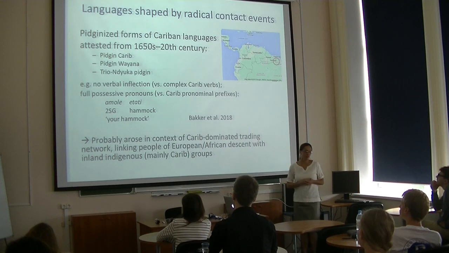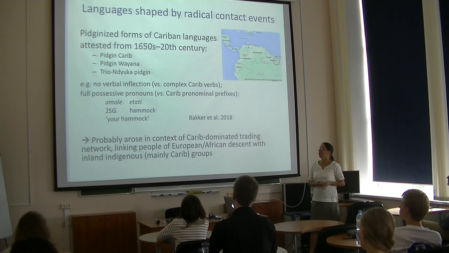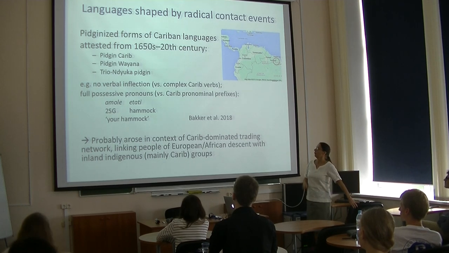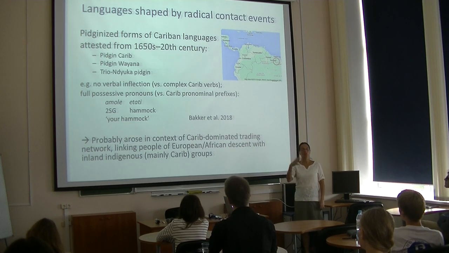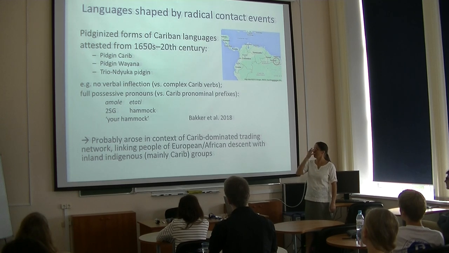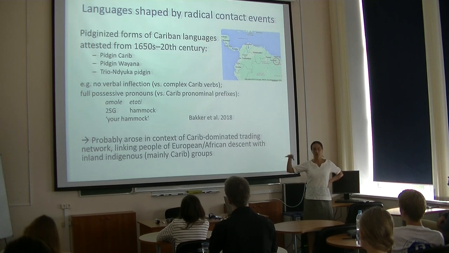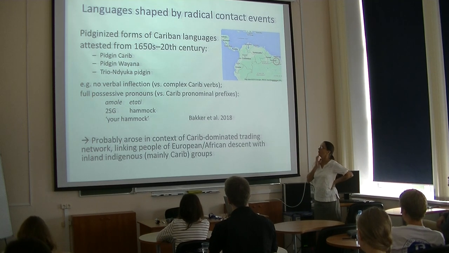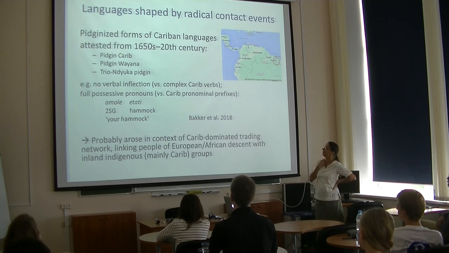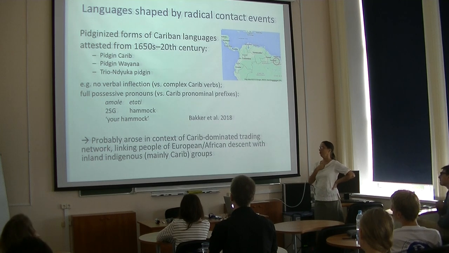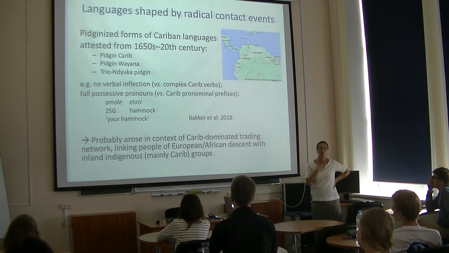They have been attested beginning in the 1650s and all the way up through the 20th century. So we have evidence of Pidgin Carib, Pidgin Guayana, which is another Carib language, it's a little bit different. And another interesting one, Trio-Ndyuka Pidgin. So Ndyuka is actually an English-based Creole that was spoken by enslaved African people in the Greater Guianas and became the dominant language in Maroon communities, so communities that were formed by people who escaped from slavery and formed communities in the interior and often interacted very closely with indigenous populations. So there's this interesting Trio-Ndyuka Pidgin where about two-thirds of the lexicon is Trio and about a third comes from this English-based Creole. But Peter Bakker and other people have written about these pidgins. Pidgin Carib and Pidgin Guayana, the lexicon is almost entirely Carib, but there's arguments that they're pidginized.